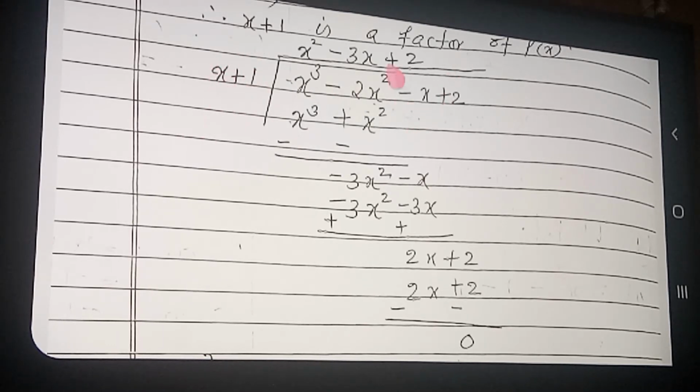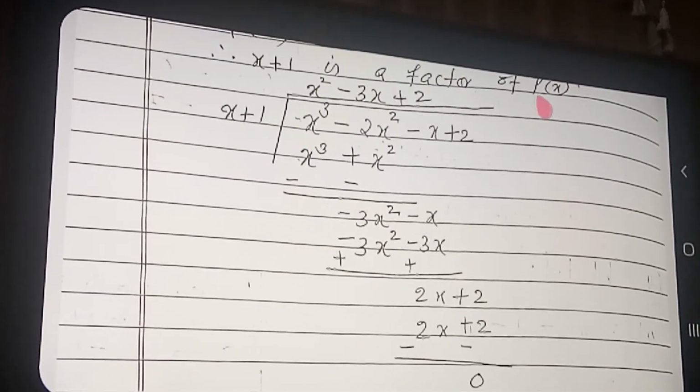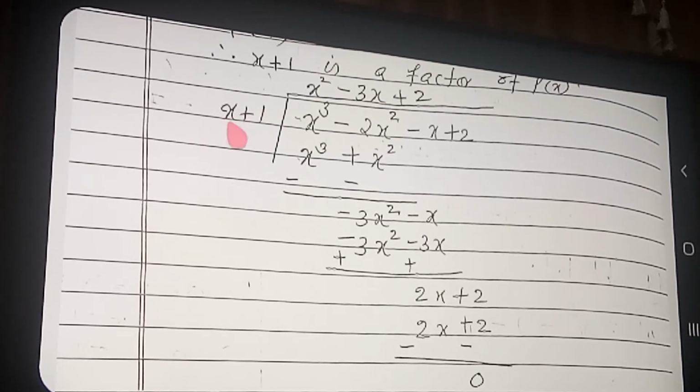Another method is splitting the terms, but that is not comfortable for all the students. So this method means everybody can learn. It's an easy method. Okay, so x plus 1 is a factor of p of x. So you remove x plus 1. How to remove? By the long division method. So I am going to remove it.